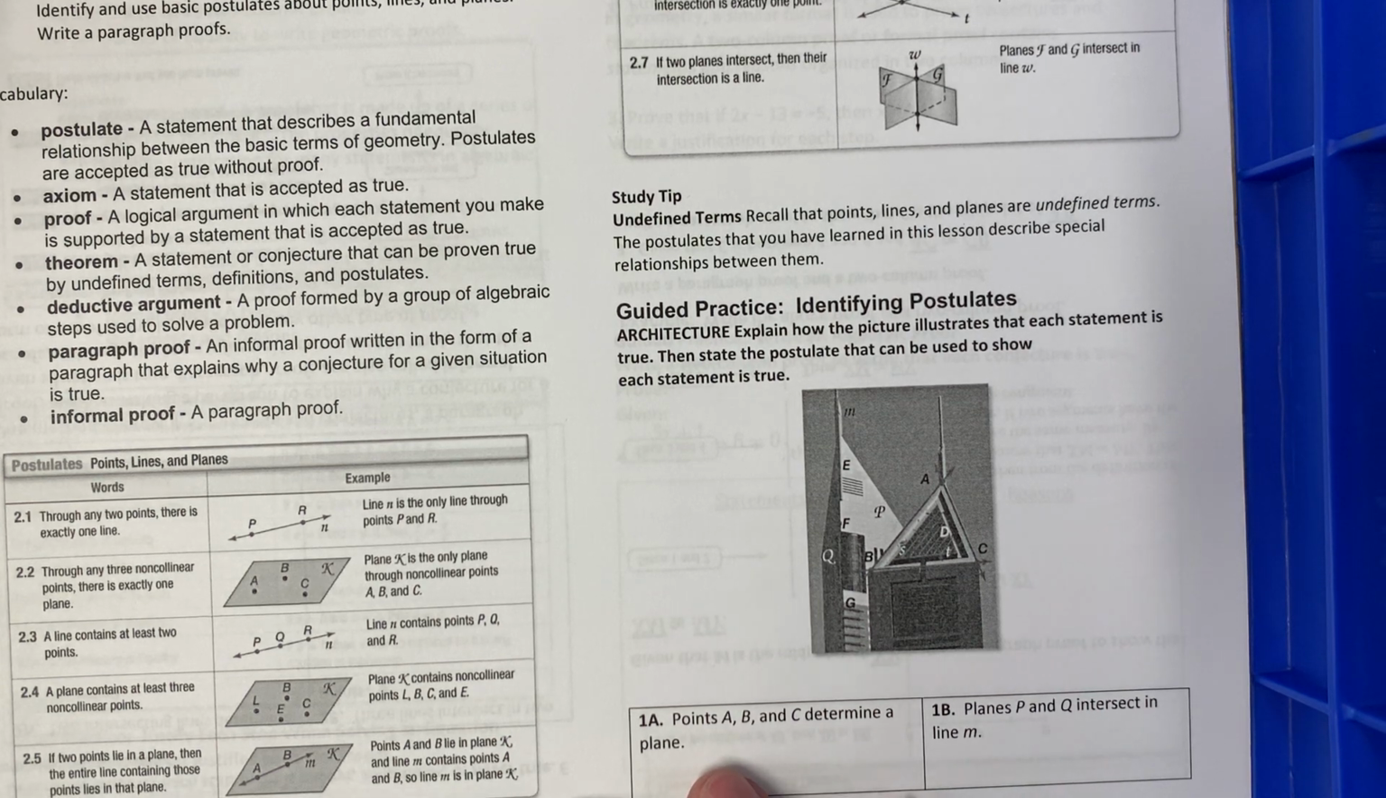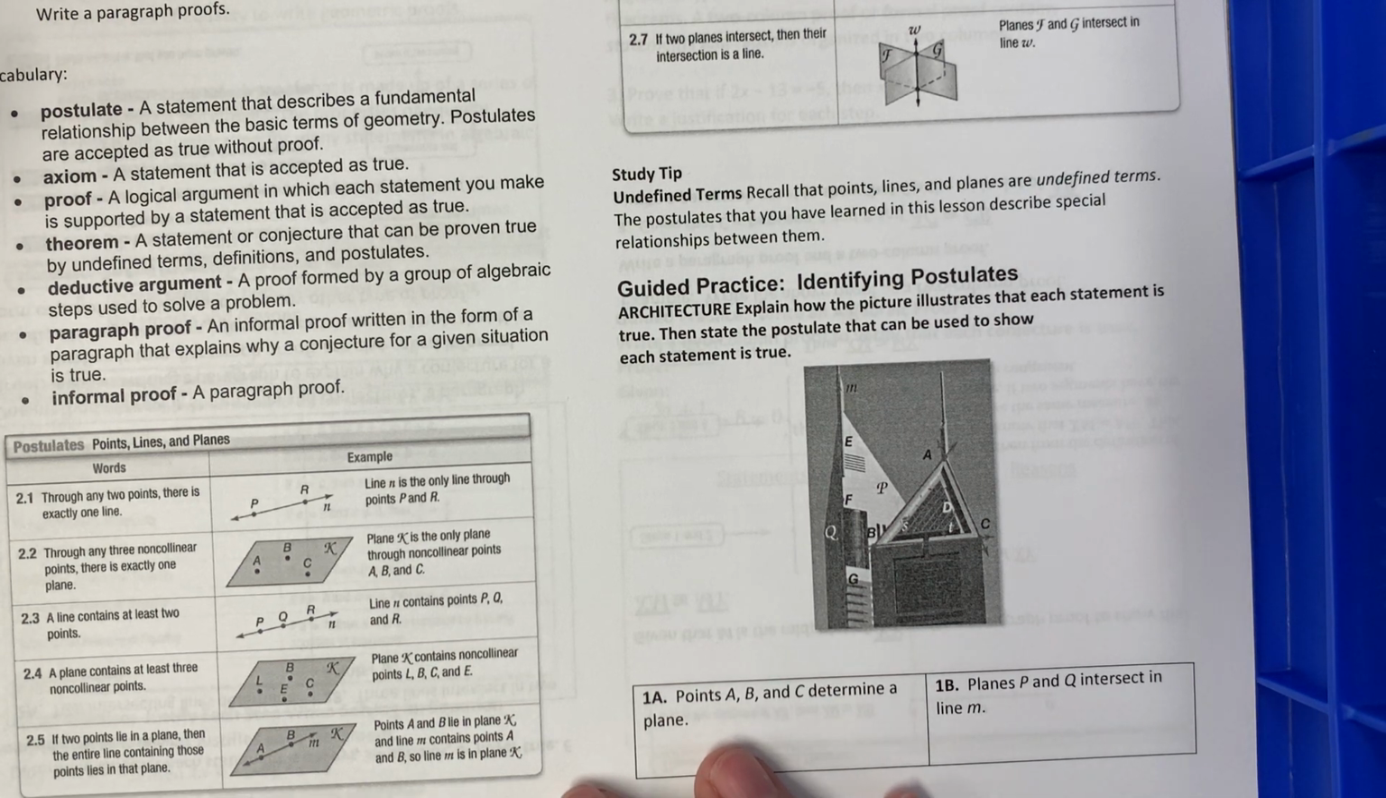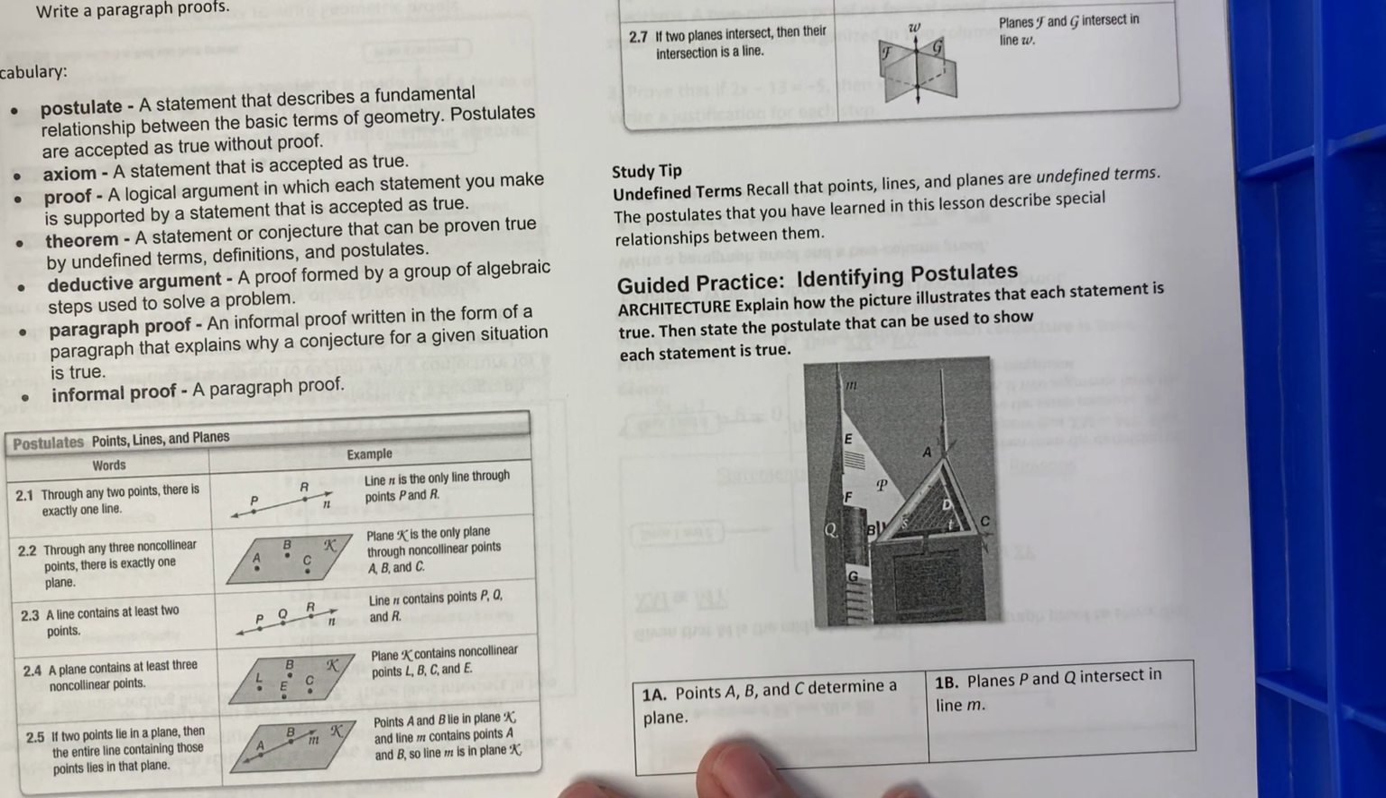A deductive argument is a proof formed by a group of algebraic steps used to solve a problem. And then a paragraph proof is an informal proof written in the form of a paragraph that explains why a conjecture or a given situation is true. And an informal proof is just a paragraph proof.